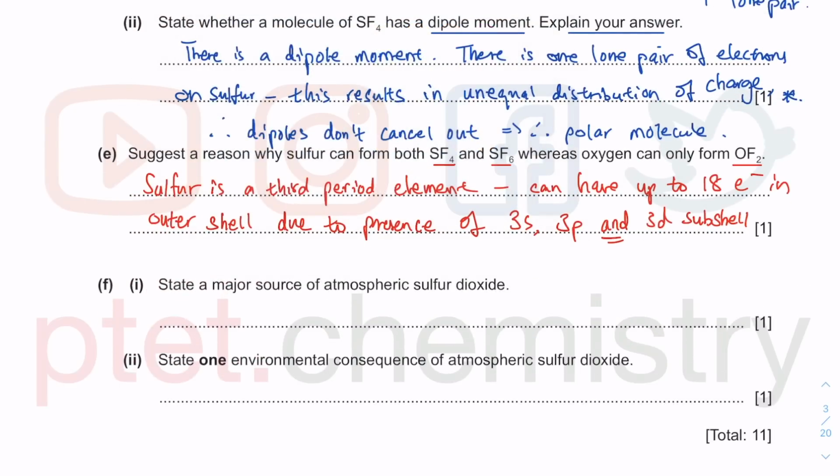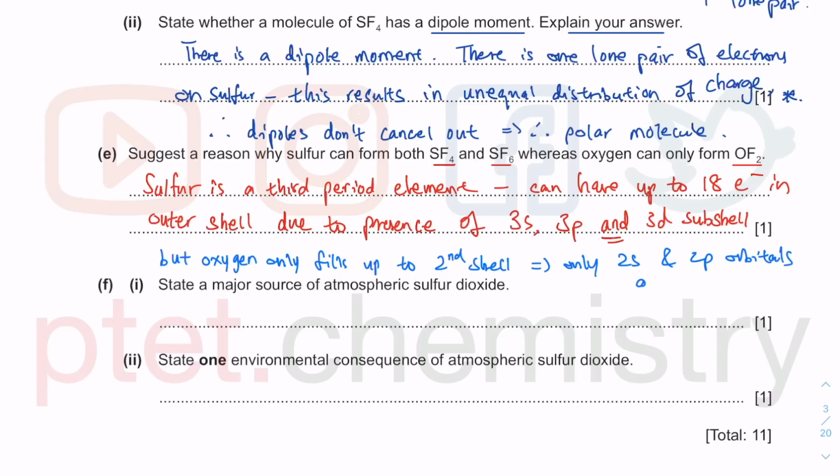But then they're also asking about oxygen. But oxygen only fills up to the second shell, the second period element. So only 2s and 2p orbitals are available. And as such, you can only have maximum 8 electrons. So maximum 8 electrons in the valence shell. You cannot have more than 8 electrons in the valence shell beyond that.